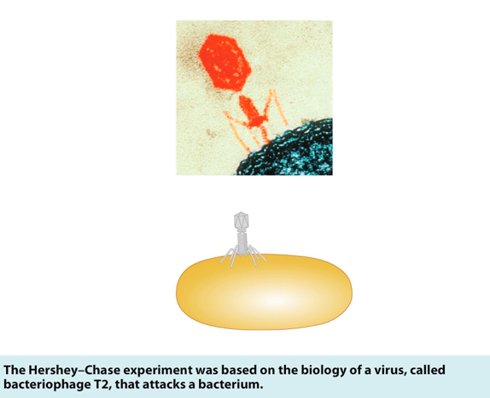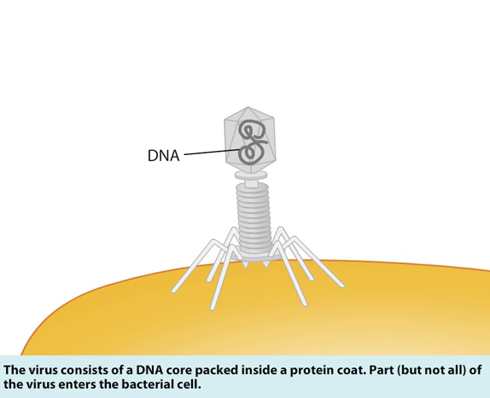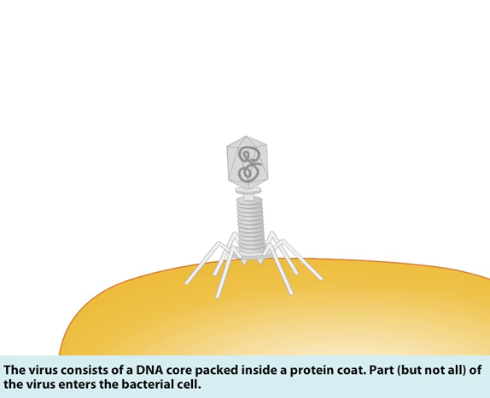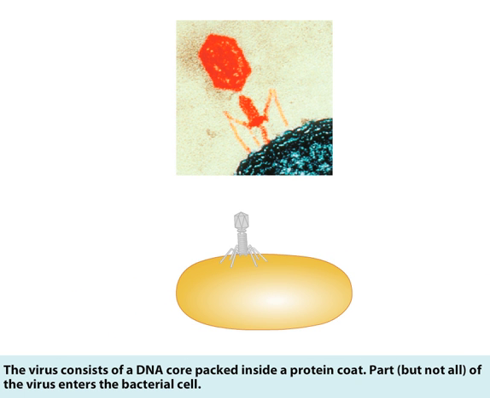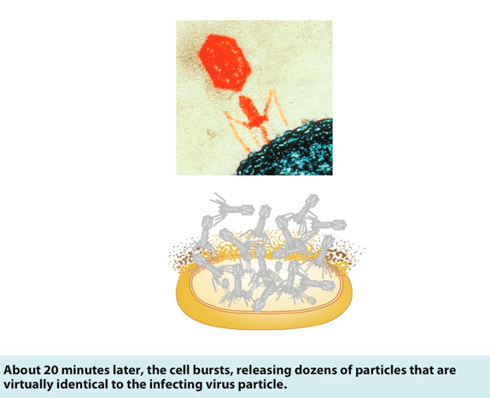The Hershey-Chase experiment was based on the biology of a virus called bacteriophage T2 that attacks a bacterium. The virus consists of a DNA core packed inside a protein coat. Part, but not all, of the virus enters the bacterial cell. About 20 minutes later, the cell bursts, releasing dozens of particles that are virtually identical to the infecting virus particle.